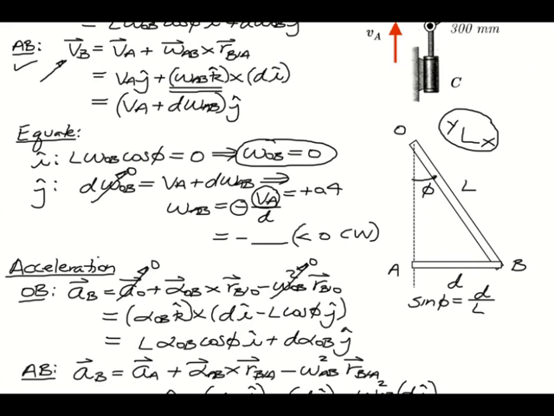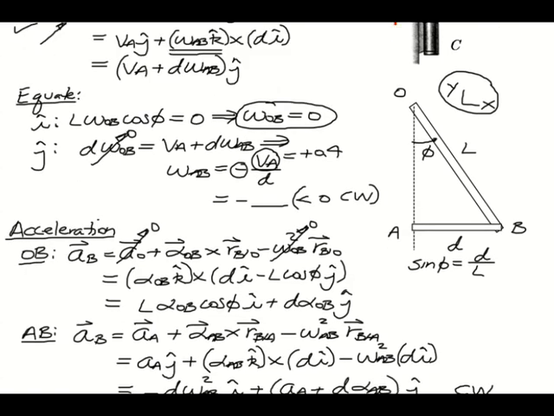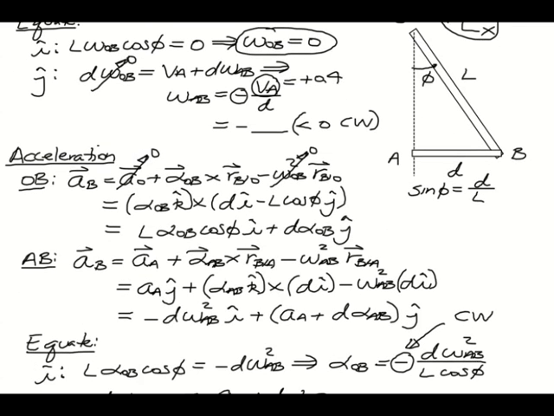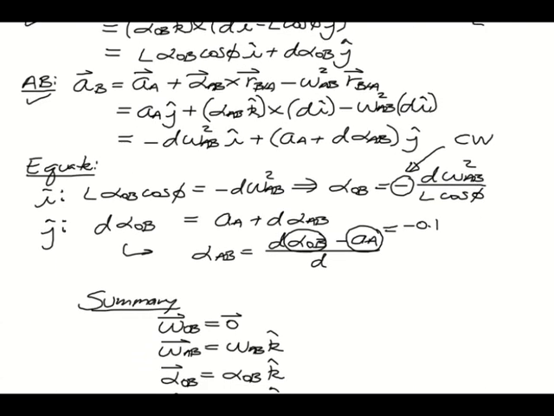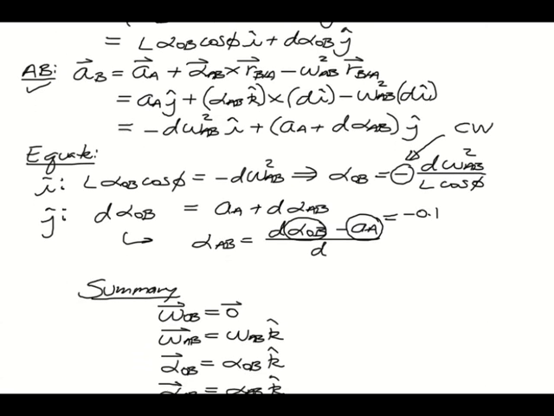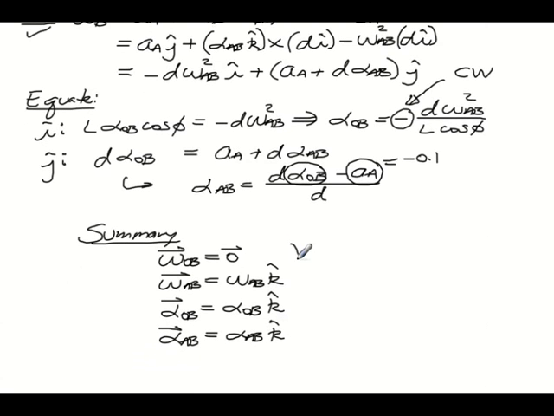When we shift over to looking at acceleration, we do the same thing. We write an acceleration equation for OB, write an acceleration equation for AB, equate the two, and we get the two equations we need to find alpha OB and alpha AB. When you get through, write these out as vectors, because that's very important in terms of telling the person evaluating your work which direction these omegas and alphas are.